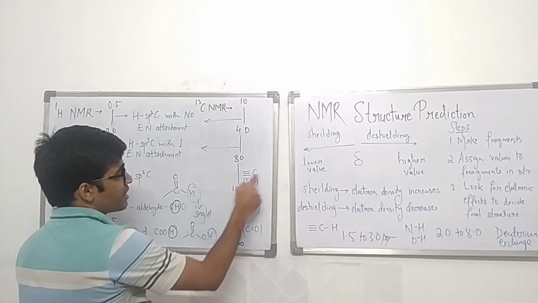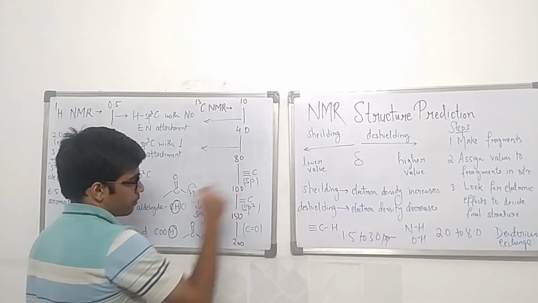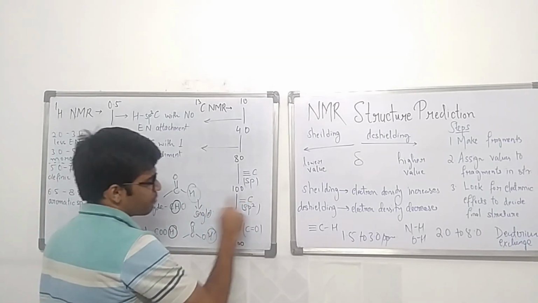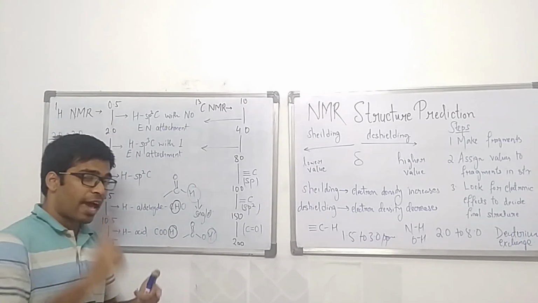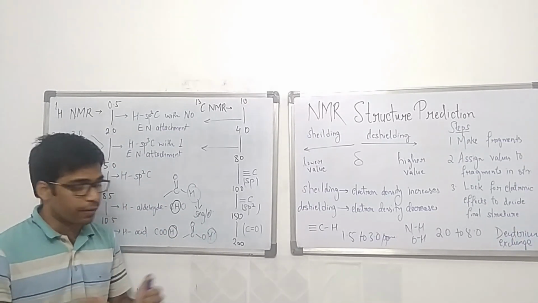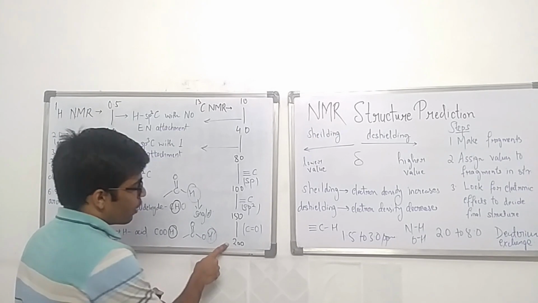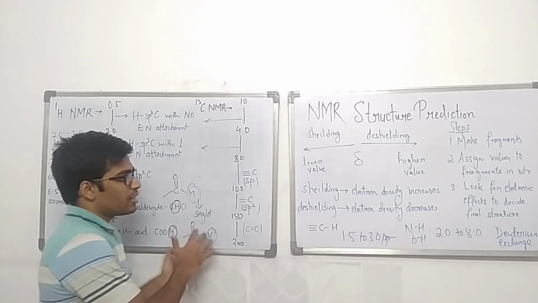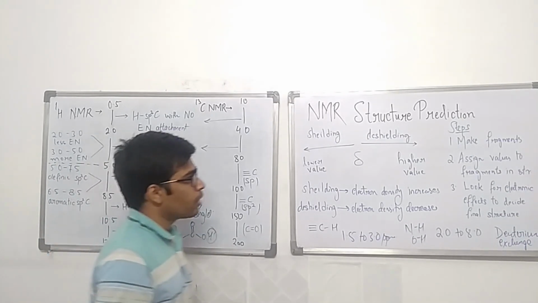From 80 to 100, it is an acetylenic carbon, that is sp carbon. From 100 to 150, this includes sp2 carbon, both aromatic and olefinic. There is no distinction here. Lastly, 150 to 200 will consist only of carbonyl carbons. We'll see some examples and we'll try to relate it.